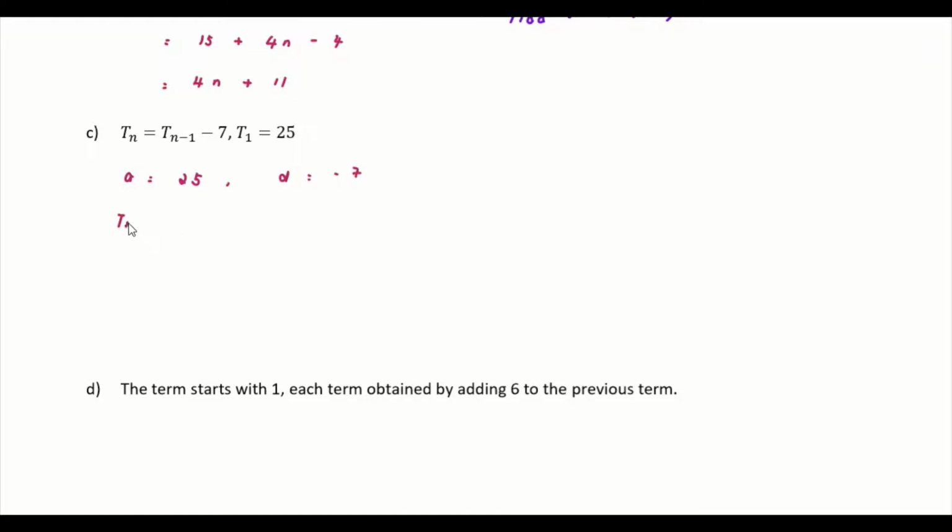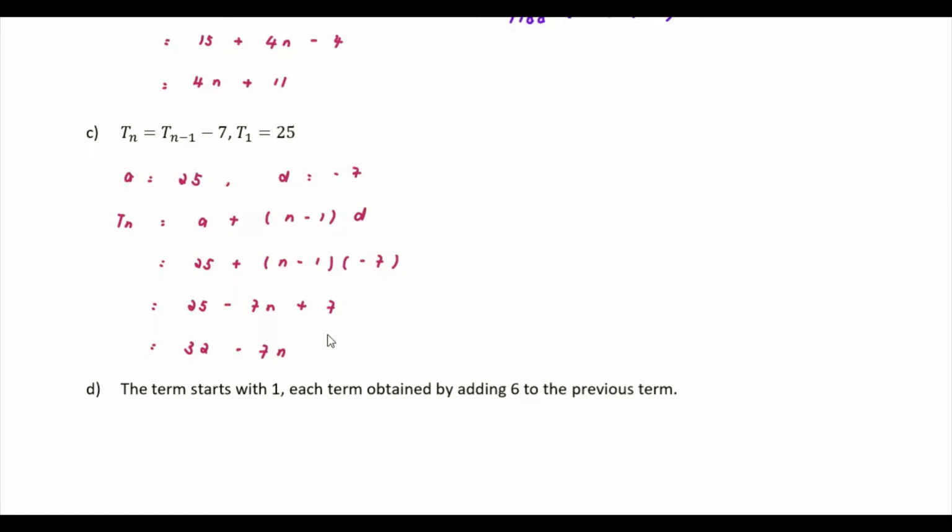So Tn equals a plus (n minus 1)d. We have our a as 25, n minus 1, and then our common difference is negative 7. So we have 25 minus 7n plus 7. That gives us 32 minus 7n.